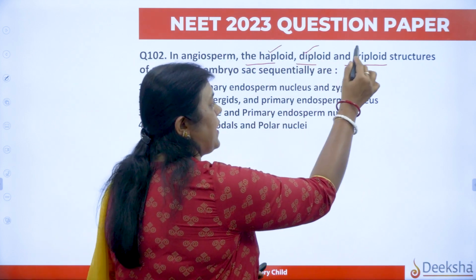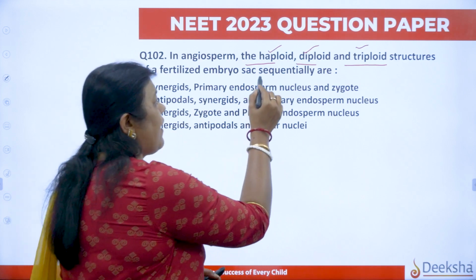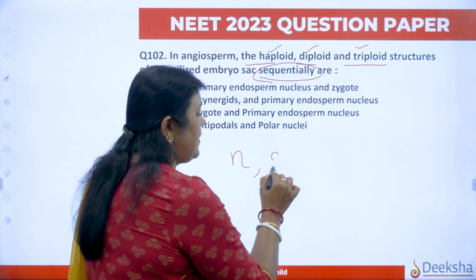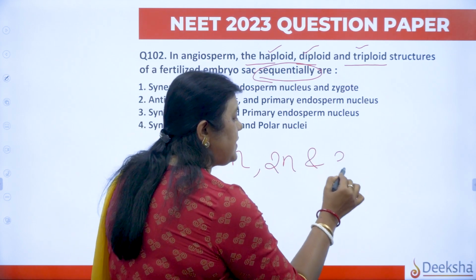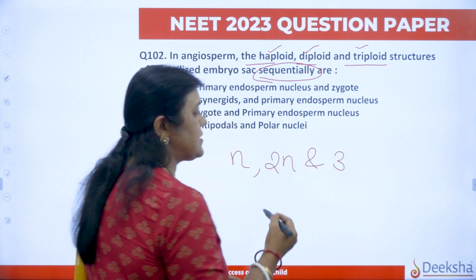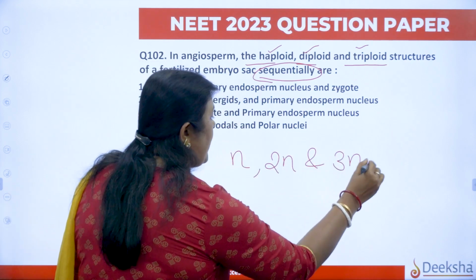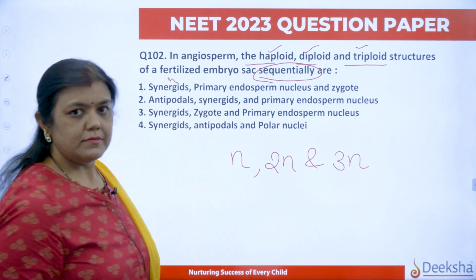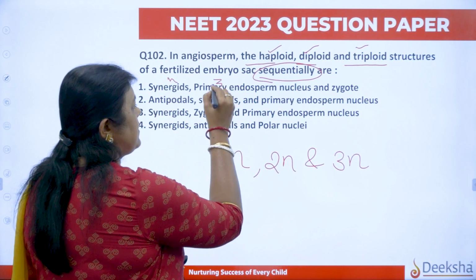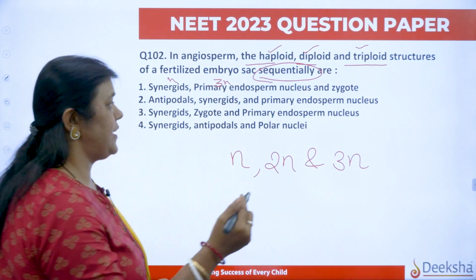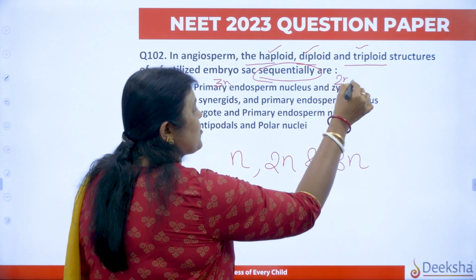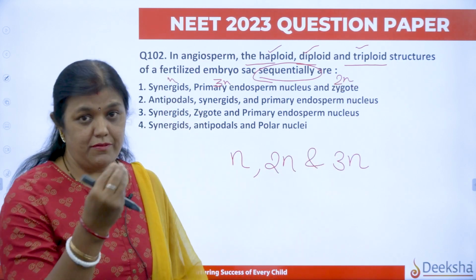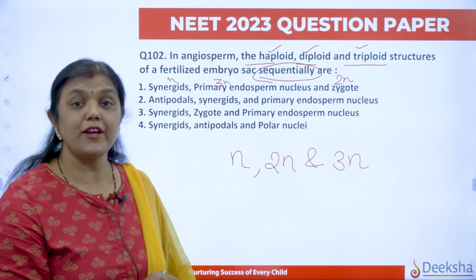One is haploid, diploid, and triploid. And one more thing over here is they ask sequentially. That means you have to say N, 2N, and 3N in a sequence where you can see this. N, 2N, and 3N where you can observe this. Got it? So let us see, what are synergids? N. What is primary endosperm nucleus? It is 3N because after the fertilization. And what is zygote? It's obviously 2N because N plus N, a male gamete and a female nuclei is getting combined, and then we are getting a zygote which is 2N.